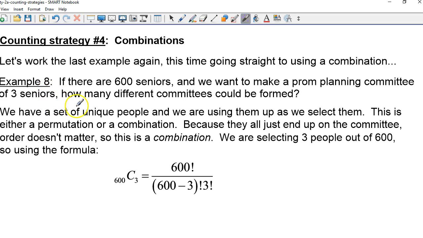If there are 600 seniors and we want to make a prom planning committee of 3, how many different committees could be formed? We have a unique set of people. We're using them up, we select them. That means it's either a permutation or a combination. Because they just all end up on the committee, the order doesn't matter, so this is a combination. So we would use the combination formula. Out of 600 people, we're choosing 3. And that means we would have 600 factorial over 600 minus 3 factorial times 3 factorial.